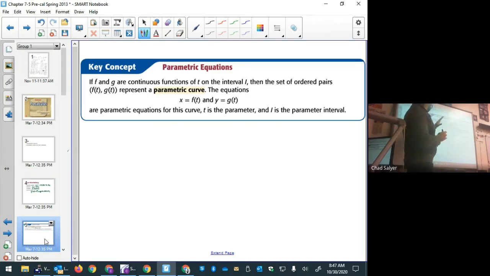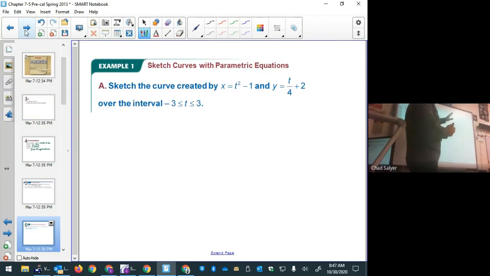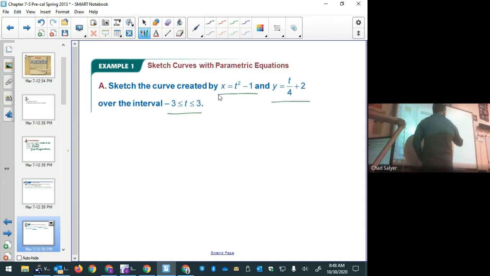So with the parametric equation, you're going to have x equals some function of t and y equals some function of t. So that's the way they're typically represented. Here we've got one. x equals t squared minus 1. y equals t over 4 plus 2. So both x and y are dependent upon t. And we want to graph it on the interval from -3 less than or equal to t less than or equal to 3. So we're going to create a little table.